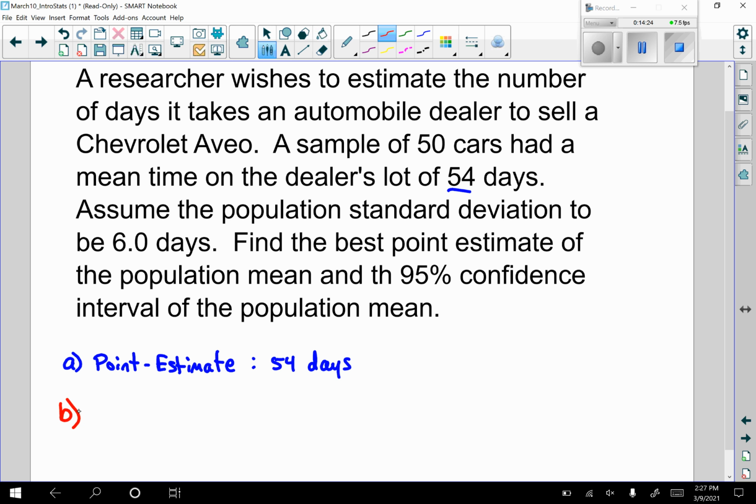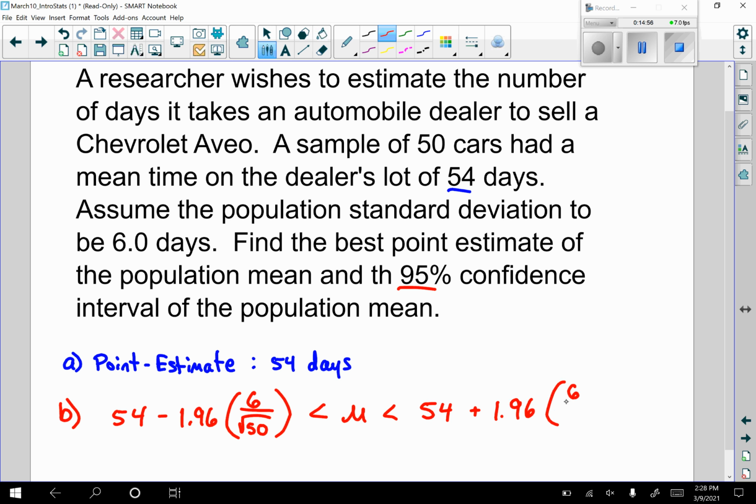All right, for part B, we're going to take this 54. Now we just could go back to our notes. The 95%, that z sub alpha over 2 was 1.96. So that means we're going to subtract 1.96 times, remember it's the population standard deviation 6 divided by the square root of our sample size. And mu is going to be in between this value and the value we get when we say 54 plus 1.96 times 6 over the square root of 50.